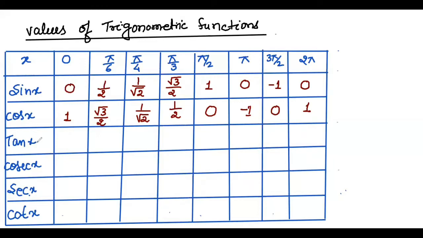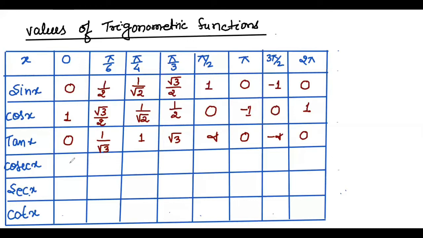Tan x, we know that tan x is sin x by cos x. So 0 by 1, by using that we can find. So this is 0. Similarly, sin x by cos x: 1 by 2 divided by root 3 by 2, so we can get here 1 by root 3. Like that we can find out. So here I'm going to write tan of pi by 3, that is root 3. Then tan of pi by 2, 1 by 0, that is infinity, not a defined value. Then here 0 by minus 1, that is 0. Then tan of 3 pi by 2, that is minus infinity, means infinity, both are similar. And tan of 2 pi, that is 0, 0 by 1.